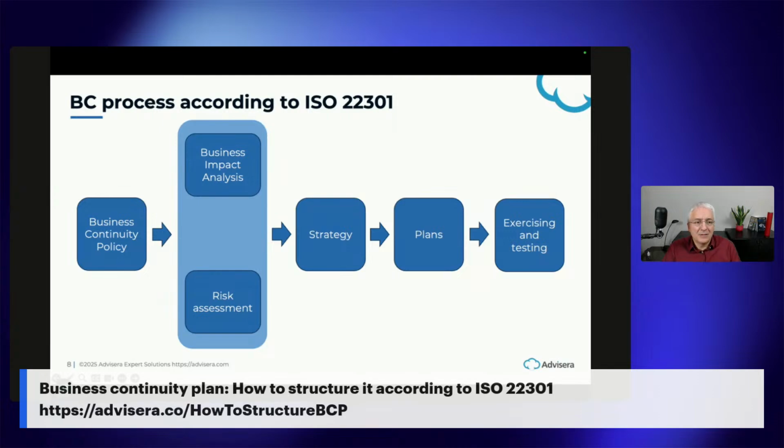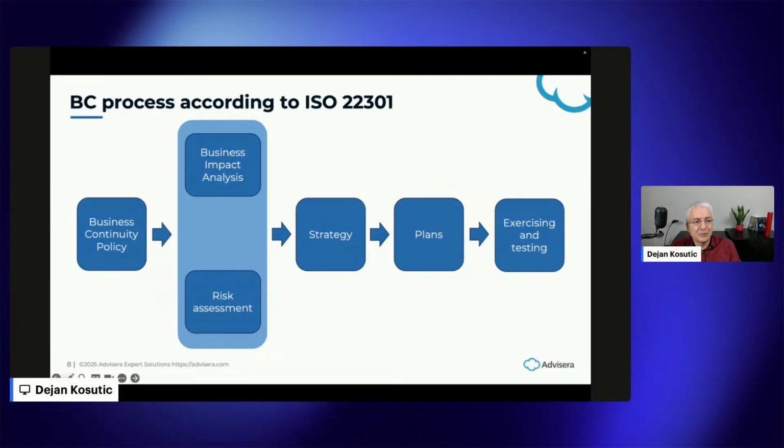And then the final element is this exercising and testing. And the idea here is that, you know, with business continuity, you can never do it right. I mean, you can never create a perfect strategy or perfect plans.